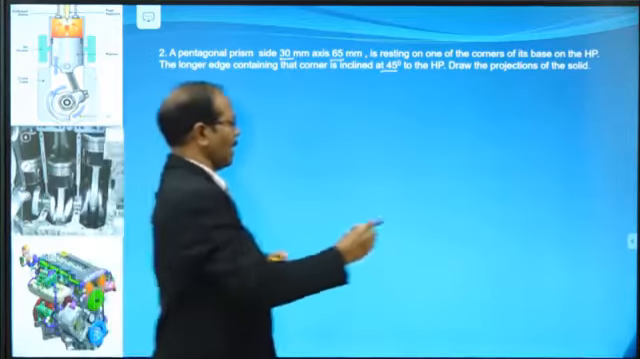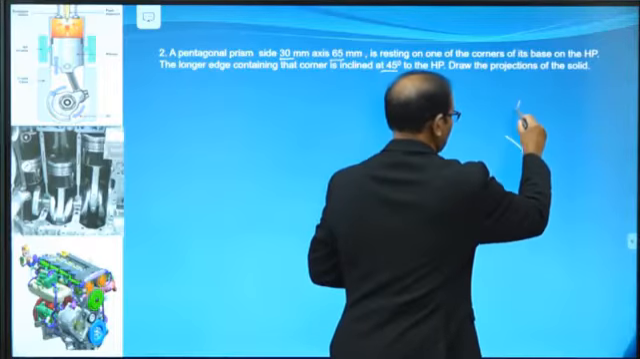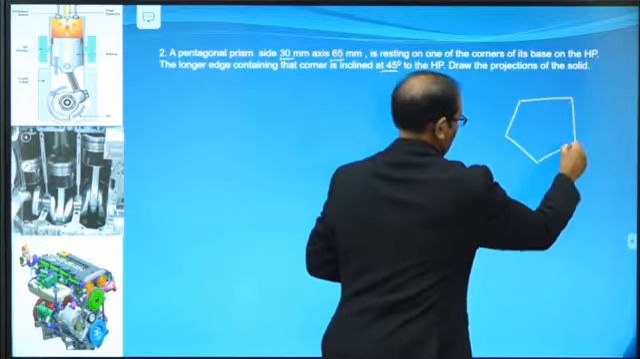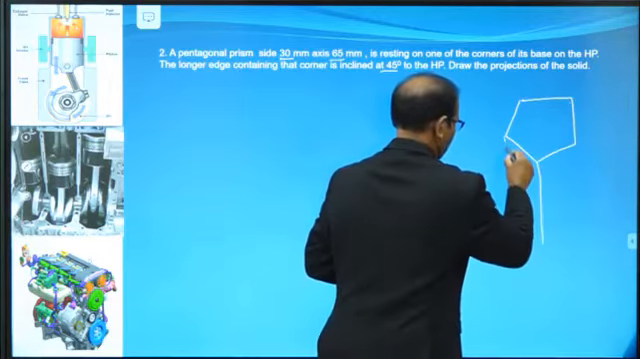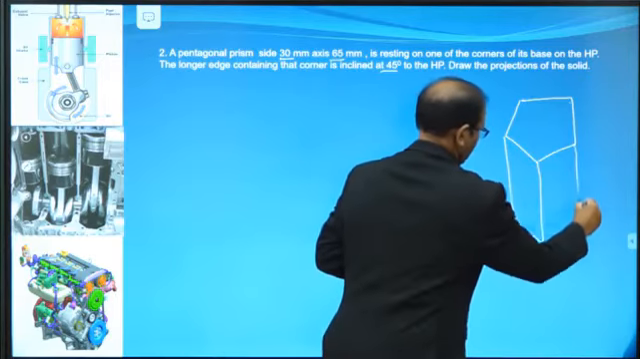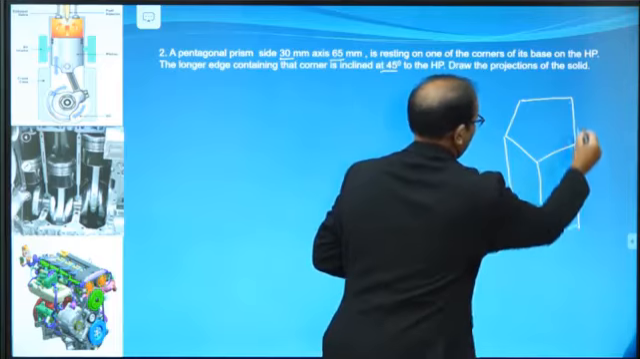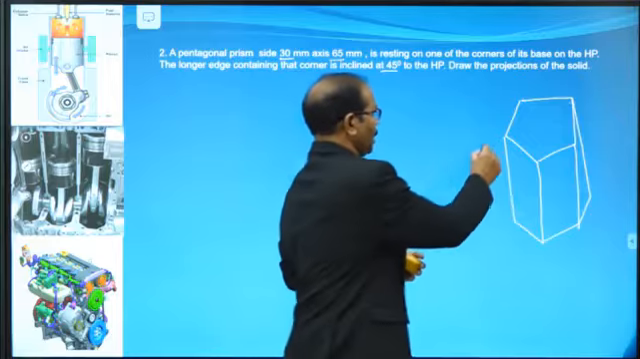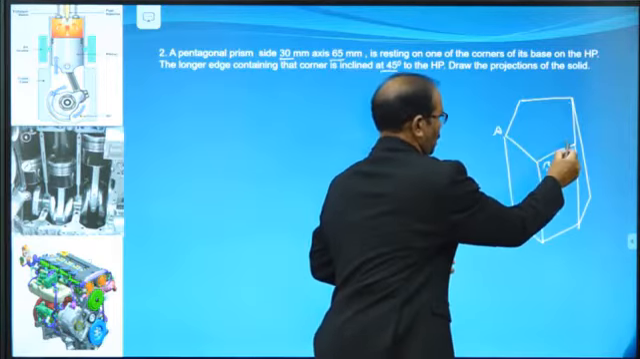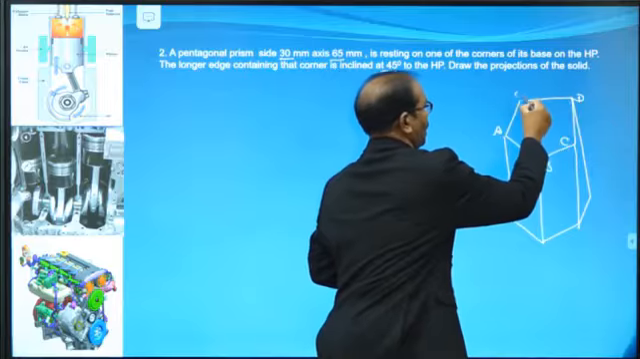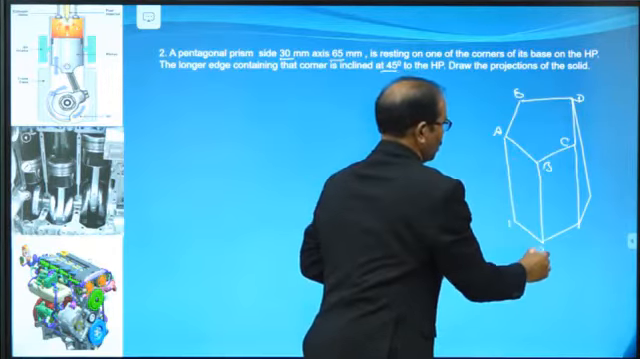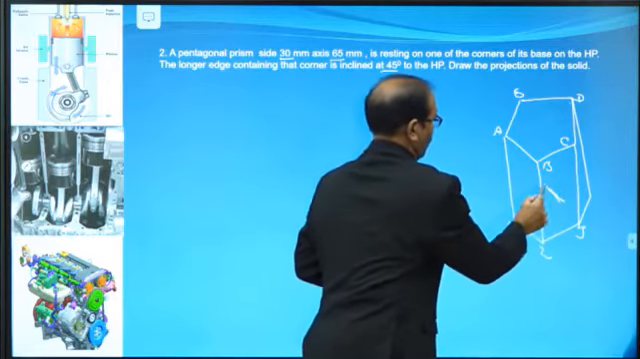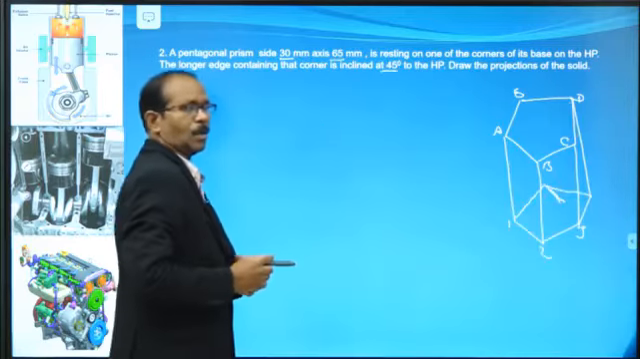Now, what is the shape? Pentagonal. This is a pentagon, you know very well. Now, this is the object. Name it capital A, B, C, D, E, and 1, 2, 3. Right. So the remaining are dotted lines.